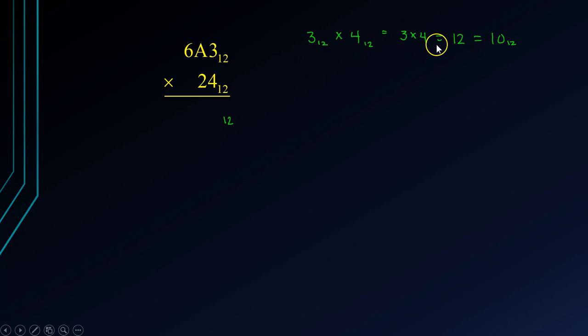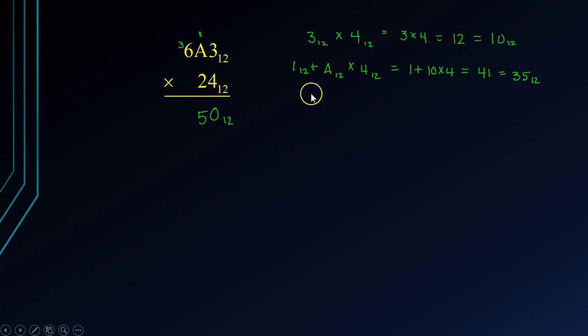That's 3 times 4, which is 12, and 12 in a base 10 system is equal to 10 in a base 12 system. So I would write the 0, carry the 1. So now I'm going to have A times 4 plus 1 in base 12. A corresponds to the value of 10 in base 10, so 1 plus 10 times 4, which is 41. And 41 corresponds to 35 in a base 12 system. So I'd write 5 here, carry the 3.